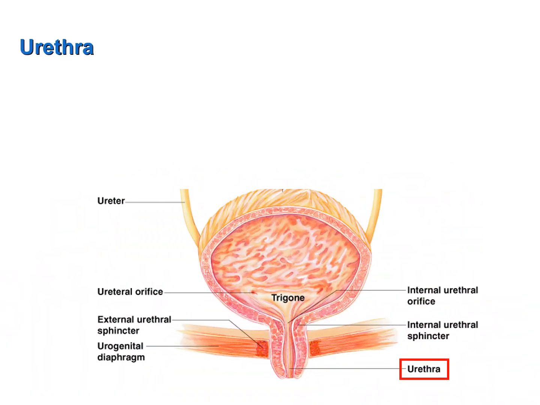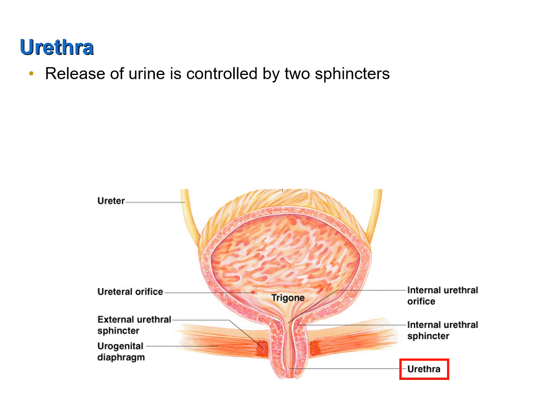Let's talk a moment about that urethra. So the urethra is this thin-walled tube that connects the bladder to the outside world. It allows for the passage of urine out of the bladder in a process called voiding, or what you know as urination. There are two round muscles or sphincters that control the movement of urine through the urethra.